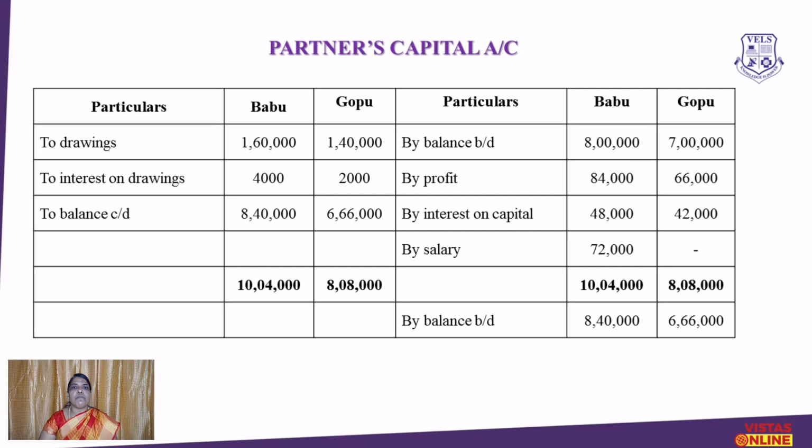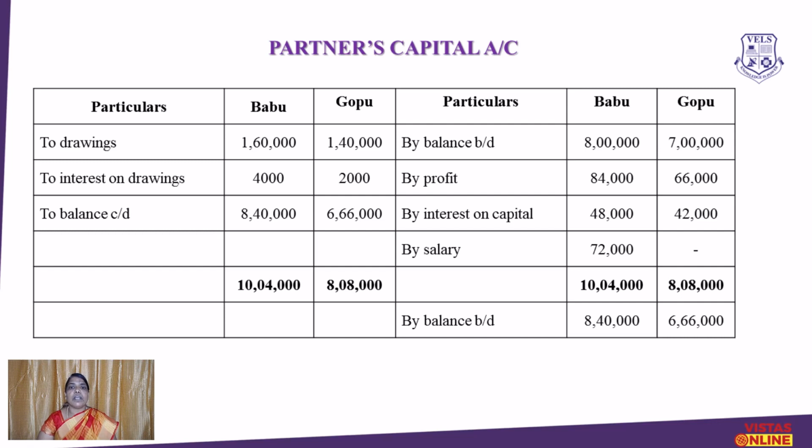Now we can see the partners' capital account. We have to put 3 columns on the debit side as well as 3 columns on the credit side. Debit side: particulars column, then 2 amount columns, one for Babu and another for Gobu. In the credit side also we have to put 3 columns: particulars column, then 2 amount columns, one for Babu and another for Gobu.